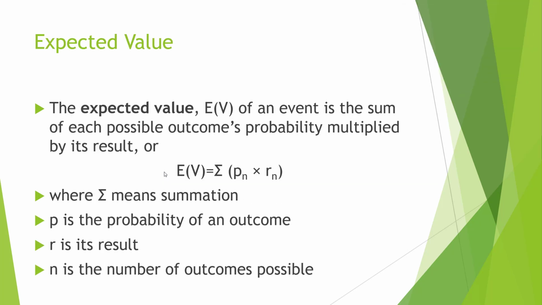When we are trying to understand what that outcome will look like, that's where we need to calculate the expected value. The EV, or expected value of an event, is the sum of each possible outcome's probability multiplied by its result. So the formula here that you see, we're going to take the P, or probability of an outcome, and multiply it by its result, for each of the possible outcomes. And when I multiply those, I will add up, or sum, all those together to find the expected value.